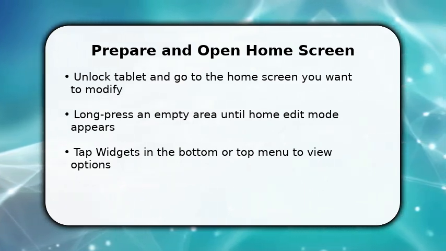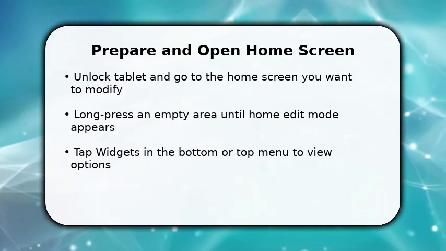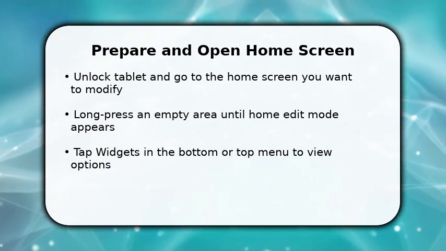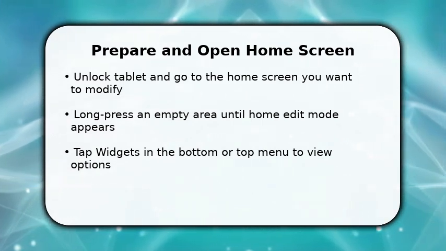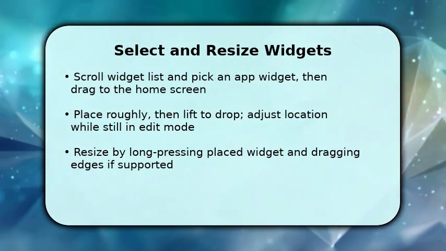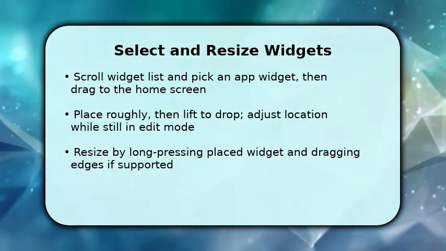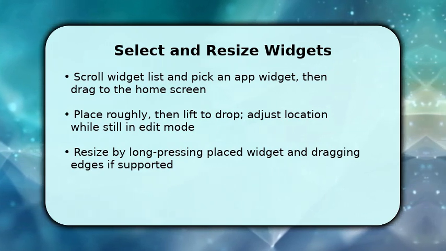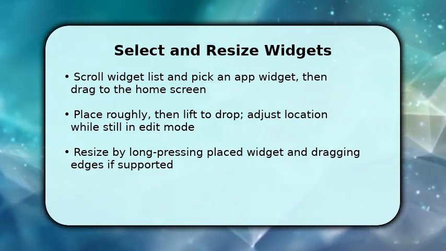You do this now because widgets attach to specific screens and positions, and choosing the right screen first avoids later reordering or accidental placement. After opening the widgets list, scroll to find the app widget you need and tap or drag it onto the home screen. Place it roughly where you want it. Once dropped, you can fine-tune position by long pressing and dragging.